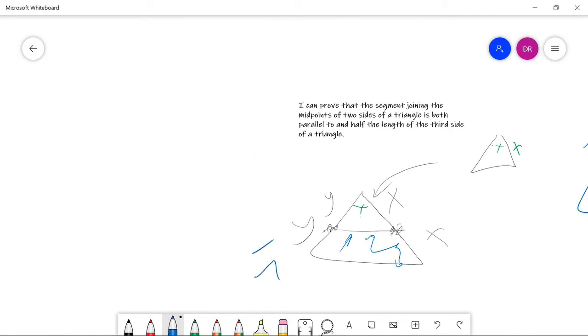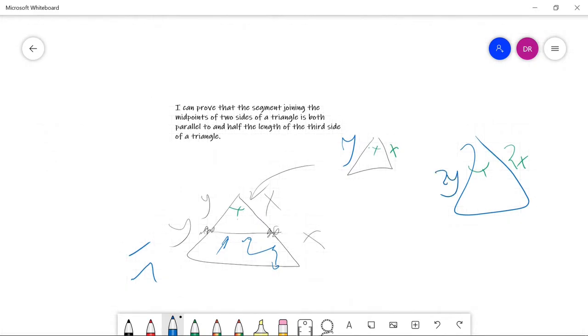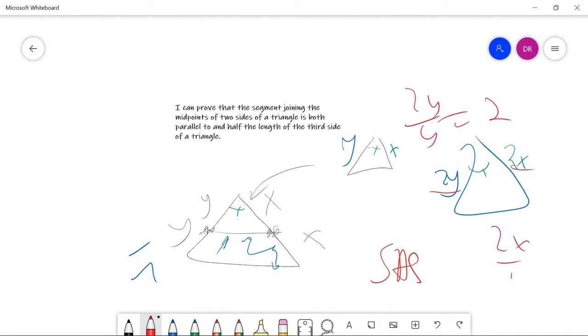Okay, so we know that this is y, and that this is 2y, right? And then now we can prove that these two triangles are similar by side, because 2y divided by y is equal to 2, and 2x divided by x is equal to 2. So we know they are being dilated by 2, so two sides are proportionate and one angle is congruent. Now we know that these triangles are similar. So we can now prove that this length is half of this length, because this triangle is created by this triangle dilated by 2.